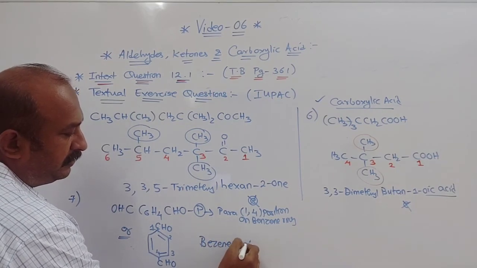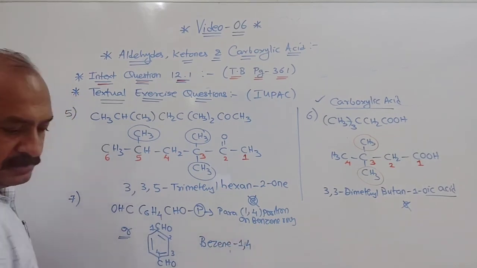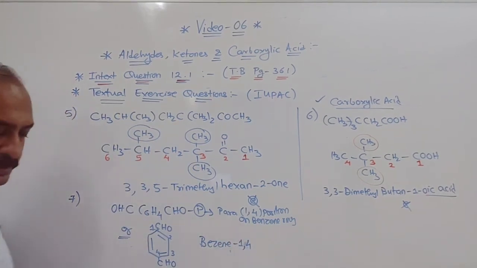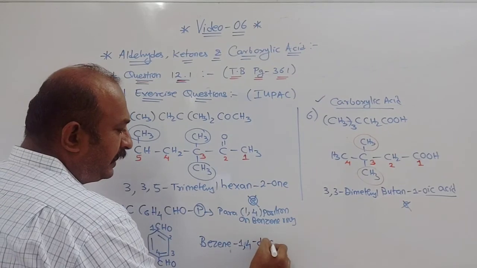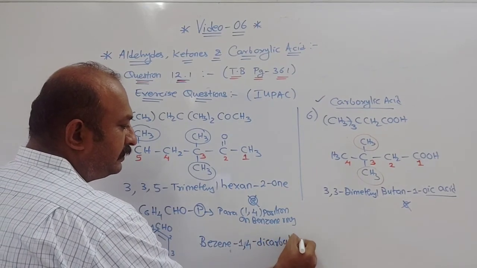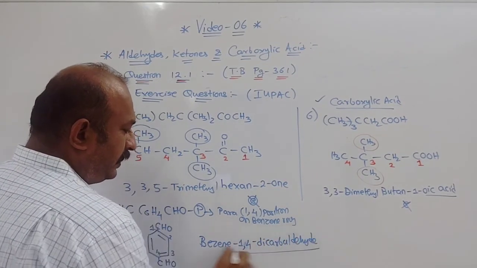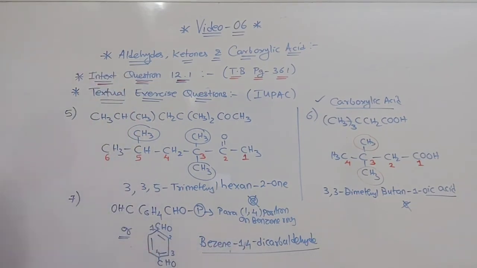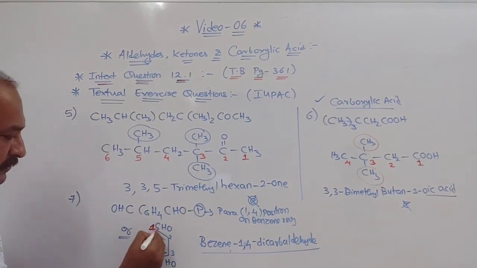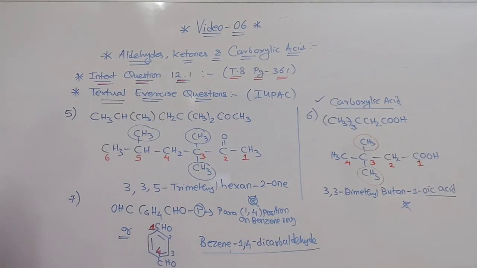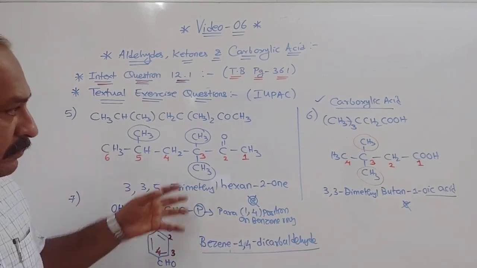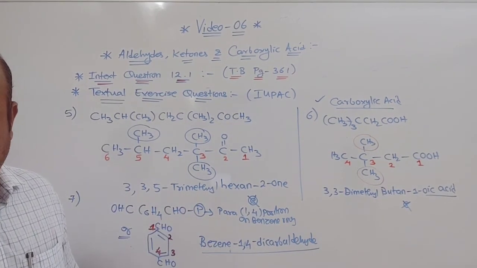benzene 1, 4 dicarbaldehyde. Okay, so this 1, 4 is for para. Like this, benzene 1, 4 dicarbaldehyde. This number I will write with a red pen, so it will be visible to you clearly. Okay, so this is 1 and 4th position. This is second and this is third, like this. Understood?